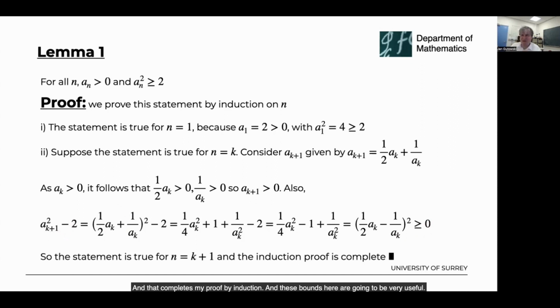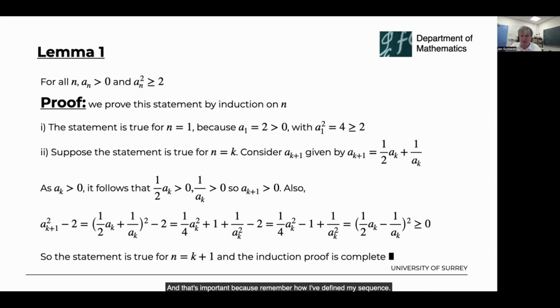So these bounds here are going to be very useful. But before I use them to establish convergence, I actually want to use them to establish something even more basic, which is that the sequence is well defined. Because these bounds imply that an is never 0.